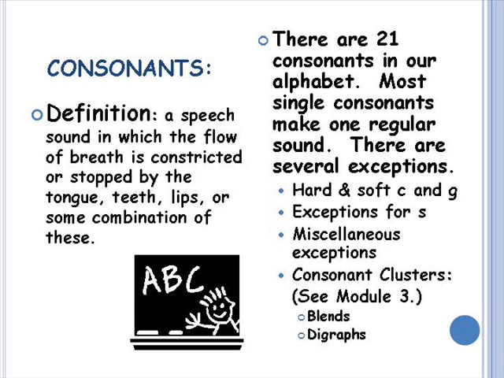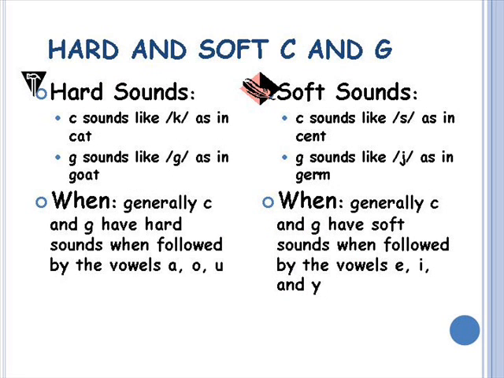Let us consider the hard and soft C and G. The hard C sounds like K in cat. The hard G sounds like G as in goat. The generalization for hard C and G is: the consonants C and G represent their hard sounds when followed by the vowels A, O, and U.